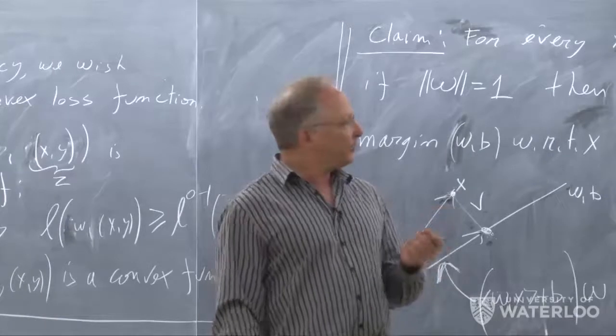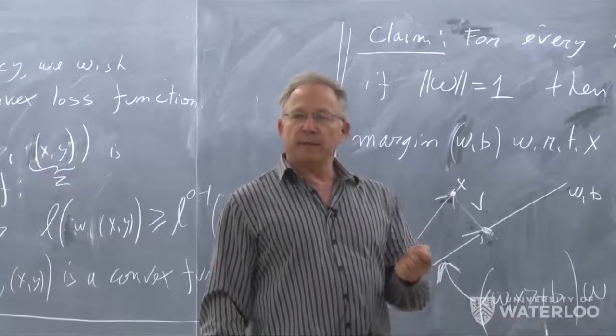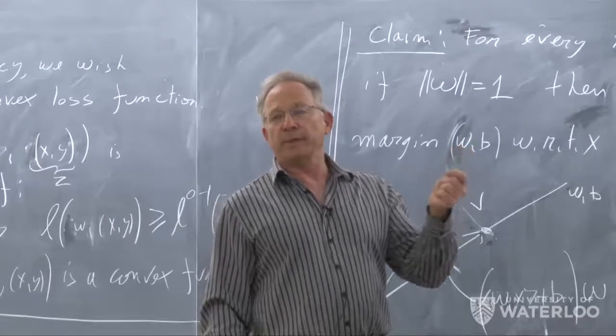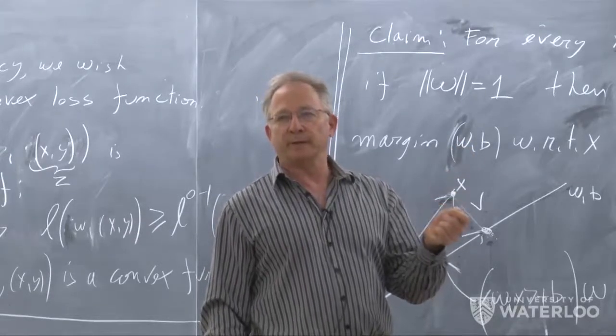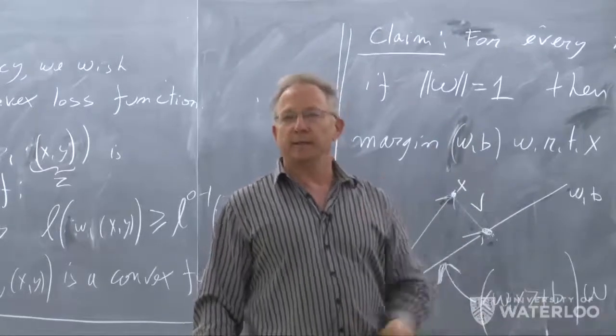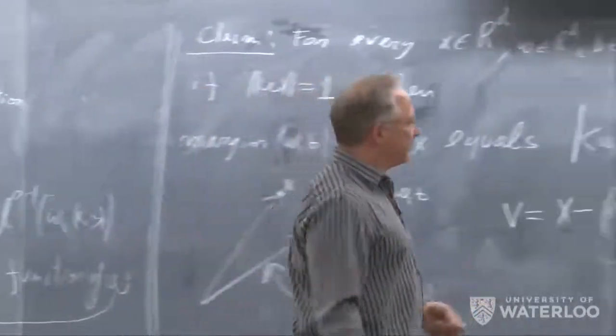But if I have a W of a smaller norm, then by increasing W, I'll increase the margin. It will work well for me. So I will always choose something which is exactly 1. But I'll discuss it in a second.